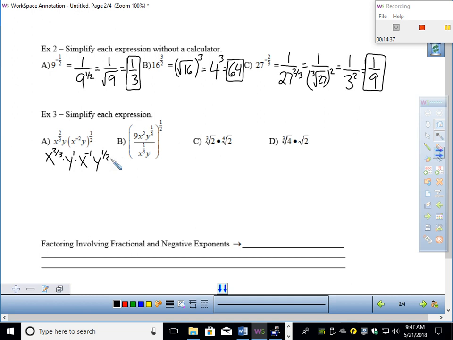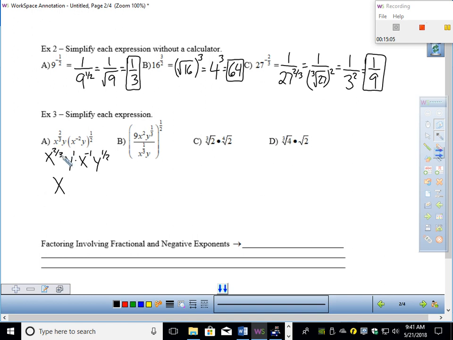Okay, so let's see what your addition and subtraction is like with fractions here, because I'm going to go ahead and multiply x to the 2/3 times x to the -1st, and then I'm going to multiply y to the first times y to the 1/2. Multiplying two powers with the same base, we keep the base and we add the exponents. So 2/3 plus -1. See if you can pull that off in your head before I give you the explanation.